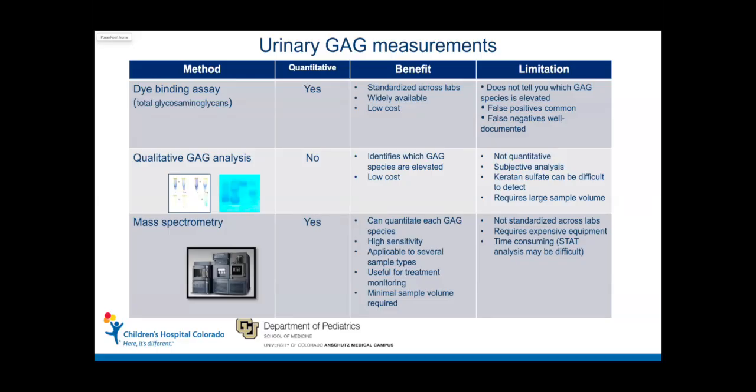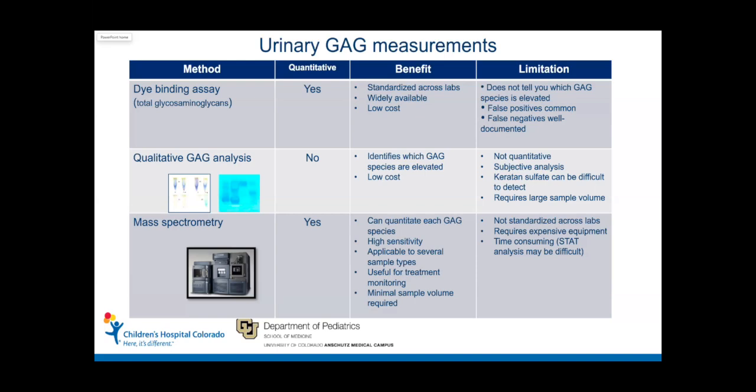So what happened is about 15, maybe 20 years ago, we started to use this technology that I mentioned earlier called mass spectrometry, or in this case, tandem mass spectrometry, to basically combine what the dye binding assay and the qualitative assay could do. What we could do here is actually identify and quantitate, put a number to, each GAG species. It was highly sensitive. It was able to work on multiple sample types, which is going to be hugely important. It was a little more useful in treatment monitoring, although somebody like Dr. Munzer may argue with me about that. And the amount of sample that we needed was an order of magnitude less.